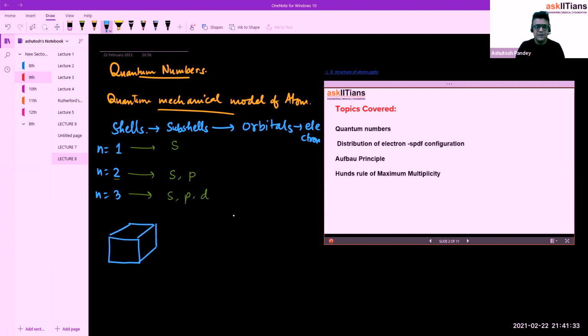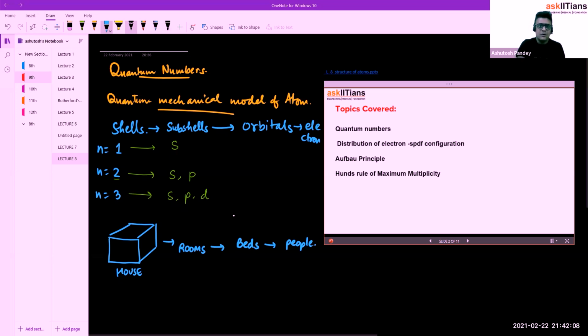Or we can say a shell is a building or a house, in which there are many rooms. These subshells are like rooms, and these rooms will have different beds, and on these different beds there are people. Or we can say there's a building in which there's a house, and then there are rooms, and then people living in those rooms.